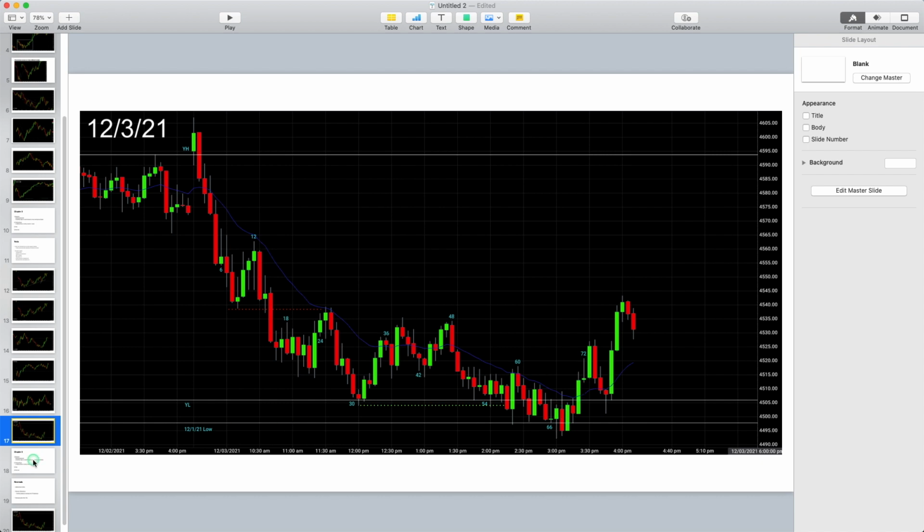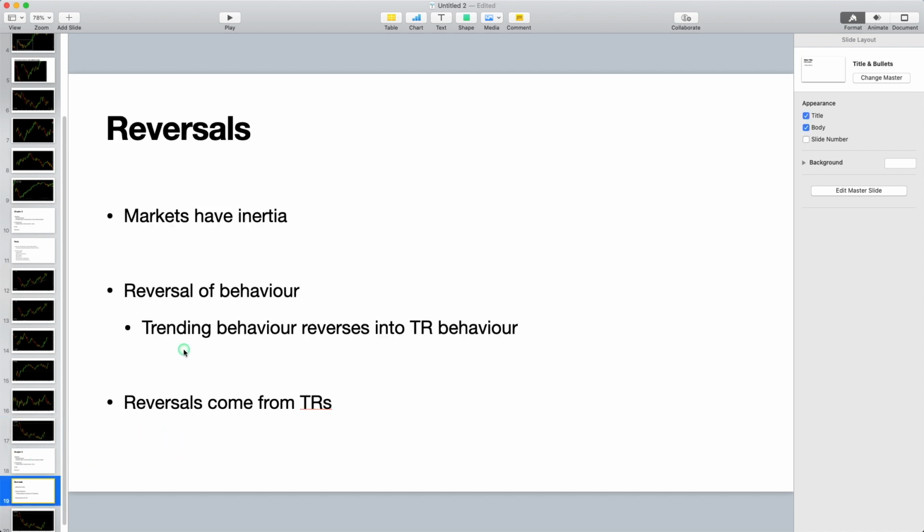And that leads us to the last topic, which is reversals. The most common use of the term reversal is to describe a change from a bull trend to a bear trend, or a bear trend to a bull trend. But Al uses this term a little differently. He uses the term reversal to describe a change from one type of behavior to the opposite type of behavior.